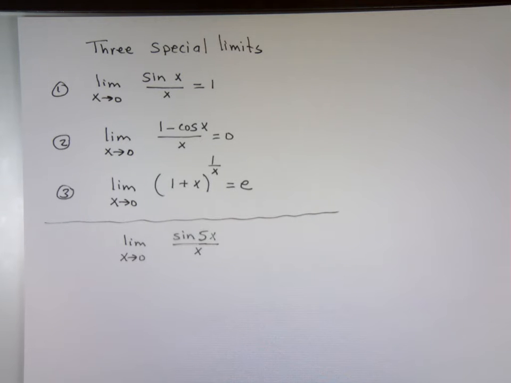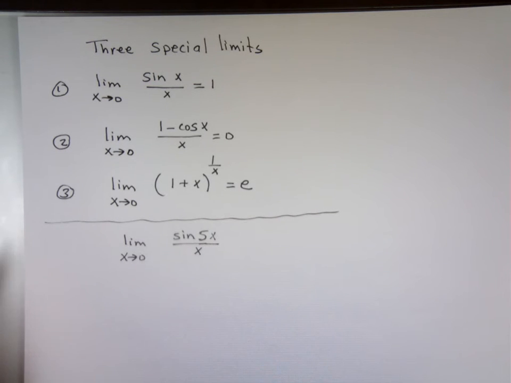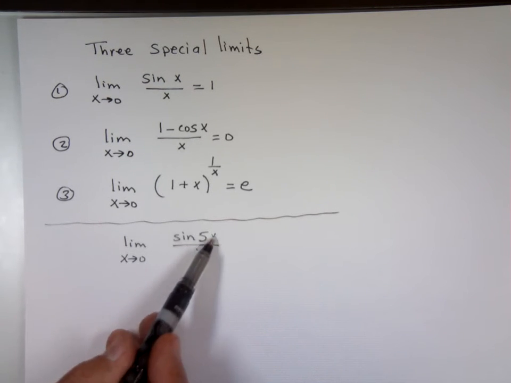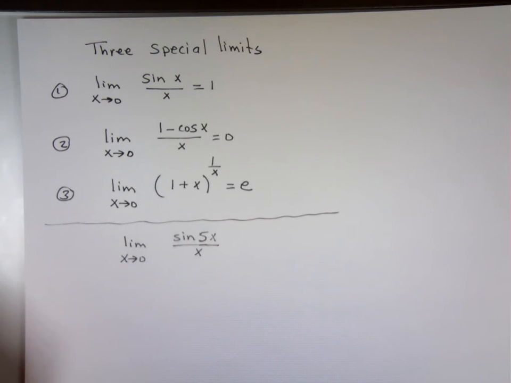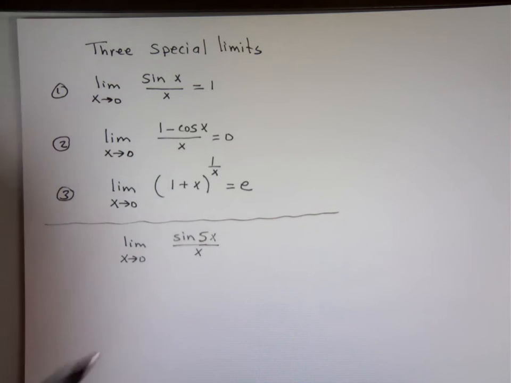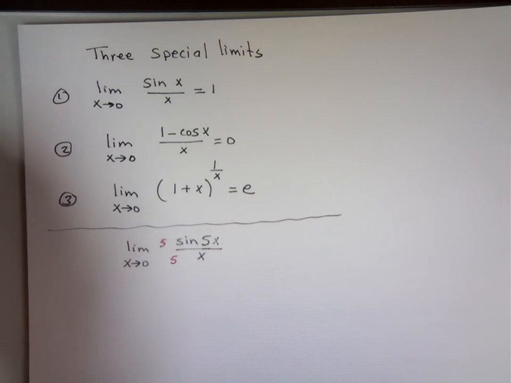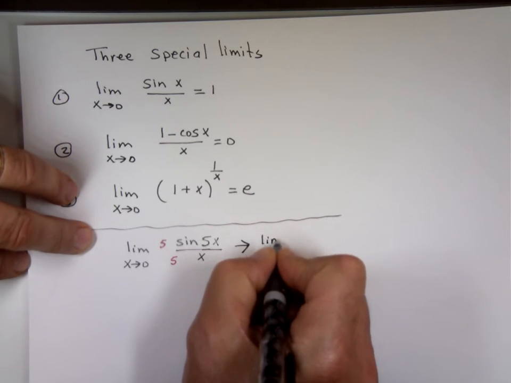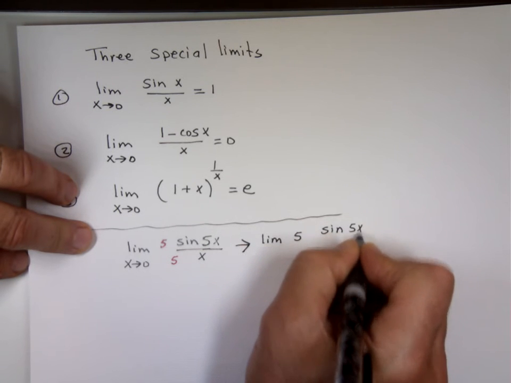You want this one and this to be exactly the same. If these two are not the same, the answer is not 1. So how can I make these two the same? This is 5x, but that's x. Multiply the top and the bottom of this fraction by 5. If you multiply by 5, what are you going to have? You'll have the limit of 5 times sine of 5x over 5x as x approaches 0.